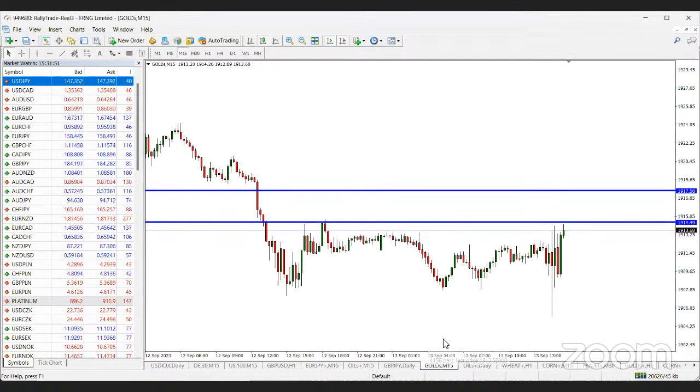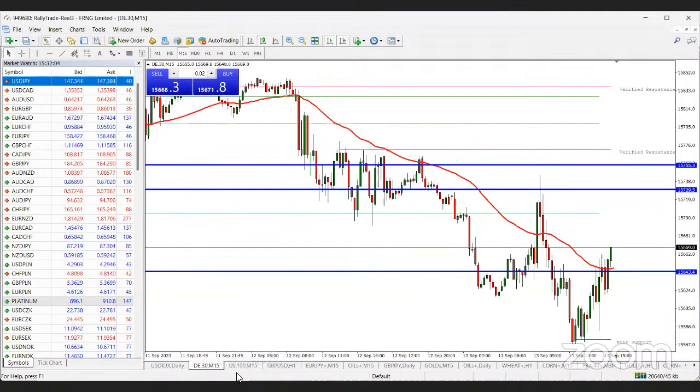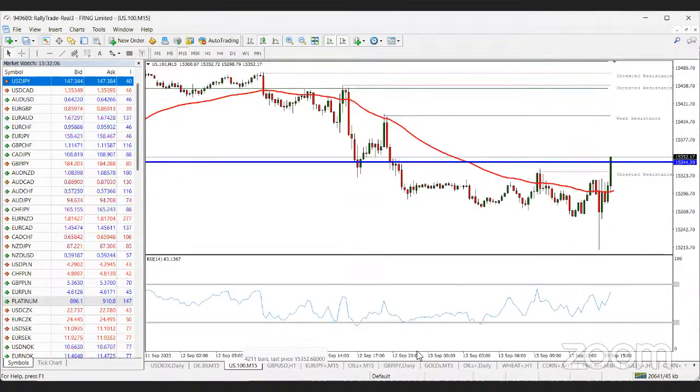Good. For gold, we said that we're looking at taking a sell around 1914 and coming out at around 1912. I think it's already in play. D30 is actually bullish. US 100 is currently above 340, but remember I said it has to break above it, right? Please, it has to break above it.